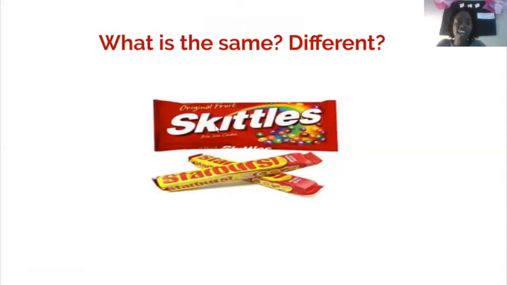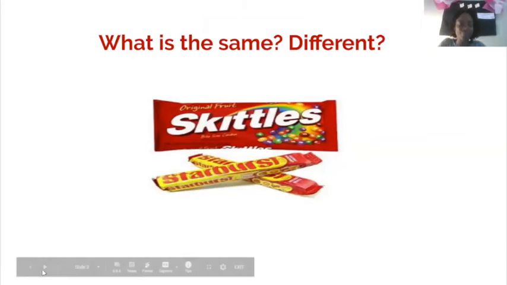Now we notice that they're the same in that they're both candy, and they also are very colorful. The difference is Skittles are circular shaped and Starburst are square shaped. Did you think of the same thing?